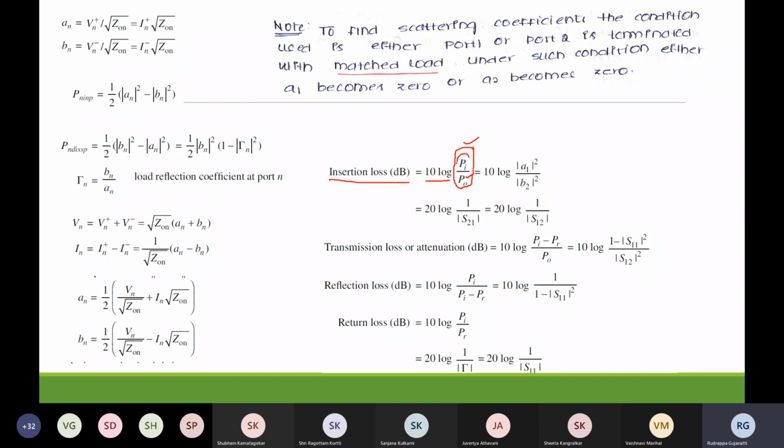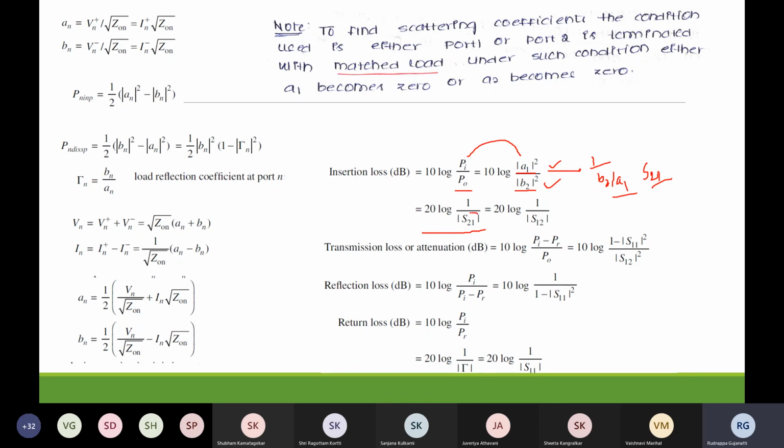When I make association of Pi with the A and B parameters, Pi is given by magnitude of A1 squared, since it is at port 1, and port 2 is the output what we are observing. So P naught will be given by magnitude of B2 squared. When we simplify this, we have it represented by 1 divided by B2 by A1, which is actually the S21 parameter. So it is given by 20 log of 1 divided by magnitude of S21.